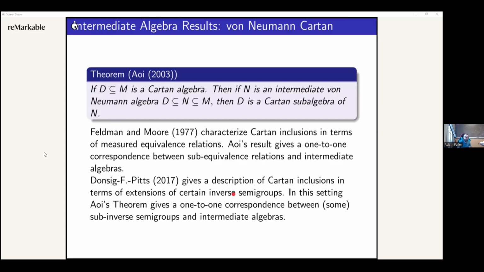This is based on a paper that I wrote with Allan Donsig and David Pitts several years ago. This approach also more easily goes into non-separable von Neumann algebras than the measured equivalence relations. This could also be described in terms of groupoids instead of inverse semigroups. Most things, groupoids and inverse semigroups, you can describe either or. Renault has a recent paper where he looks at this in terms of groupoids.